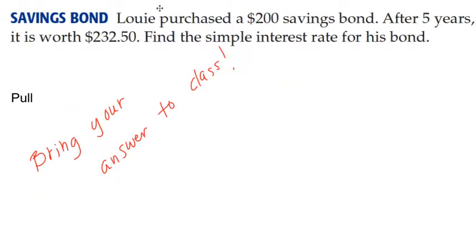A savings bond. Louie purchased a $200 savings bond, and after 5 years it's worth $232.50. Find the simple interest rate for his bond. This will be your lesson check. Please bring your answer to class, and we'll see you next time.